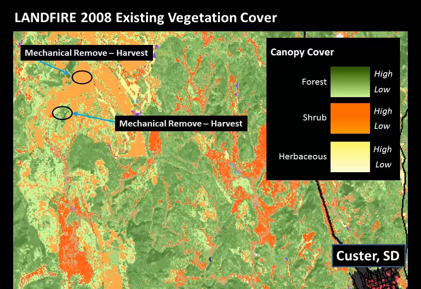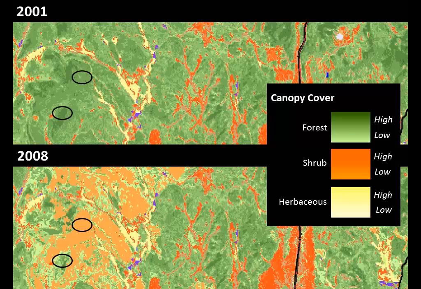Now there may or may not be corresponding changes in other vegetation-related layers, depending on the type and severity of the identified disturbance. By viewing the two existing vegetation cover layers together, you can easily see the updates to forest cover between 2001 and 2008 in the LANDFIRE data suite.